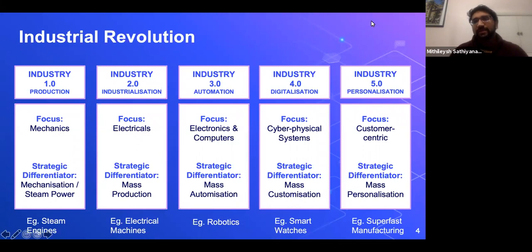Now the interesting bit comes. That's nothing but Industry 5.0, where people started working on personalization. So from mass customization to mass personalization is what we are trying to work on. Most of the industries are along the same lines, especially in the US, Australia, Canada, Germany, and of course the UK as well. So people started focusing more on Industry 5.0 now. It's more customer-centric, and some examples could be super fast manufacturing sectors.